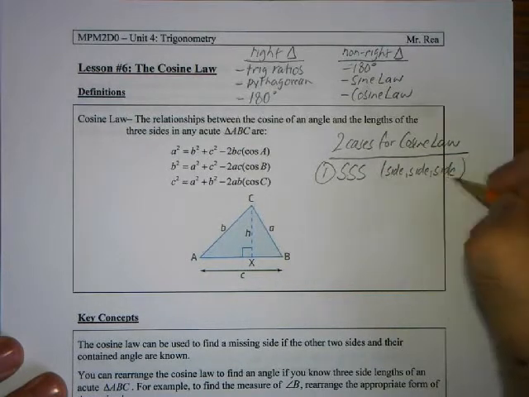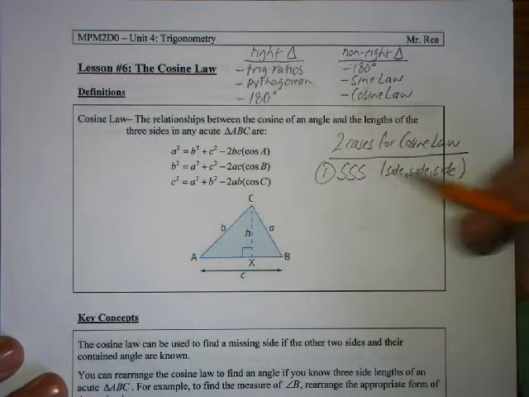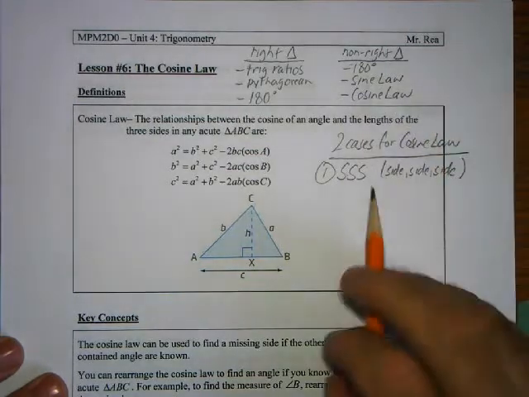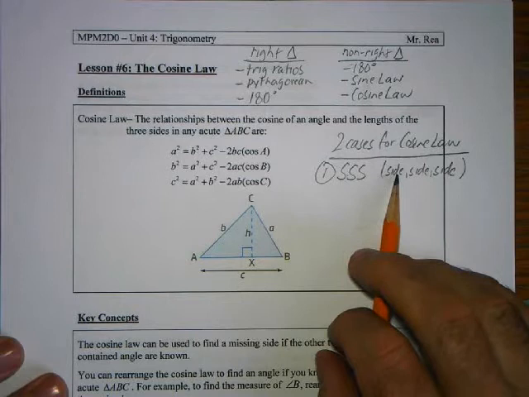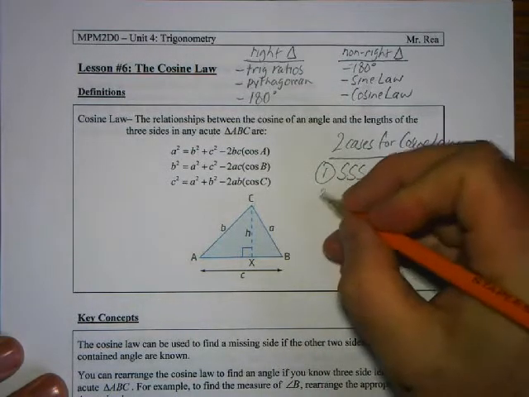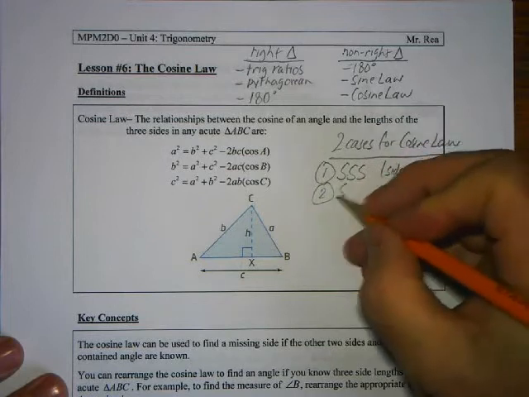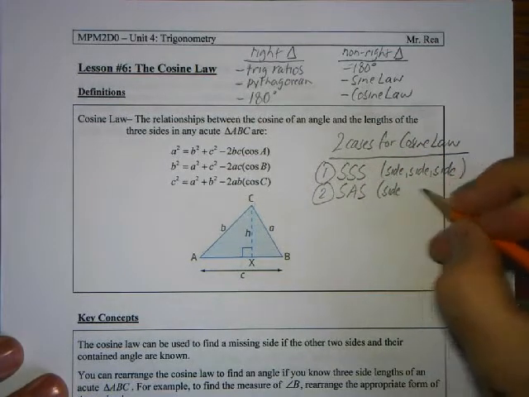Now, if you happen to know side, side, side, and one other angle, then you could use the sine law because that would give you enough information. But this by itself, with no angles, is not enough to use the sine law. But you can use the cosine law. The second case is called SAS, which stands for side, angle, side.